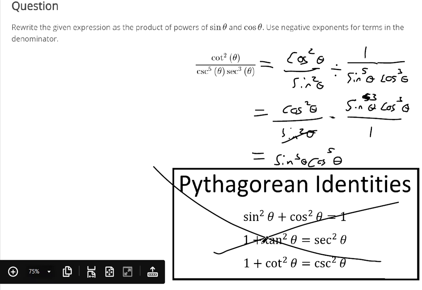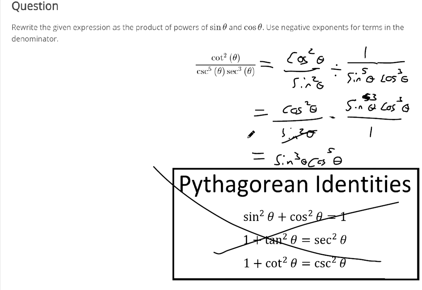Okay, so forget this. We didn't need the Pythagorean identities. We completed the objective. We wrote it in terms of powers of sine theta and cosine theta. So let me see if I can pull up Newton to show you how to enter that.